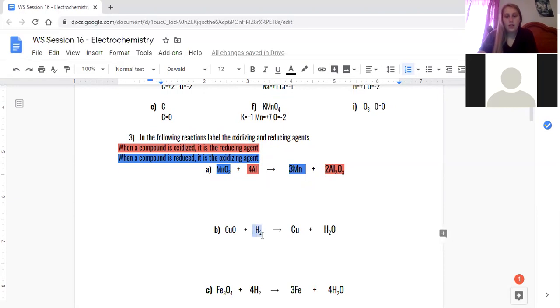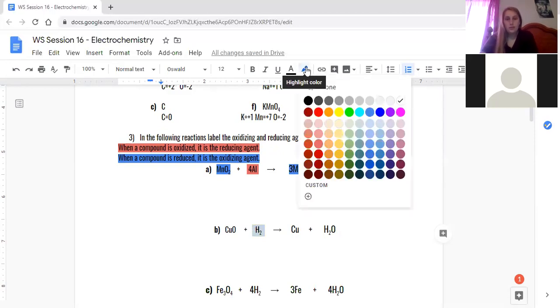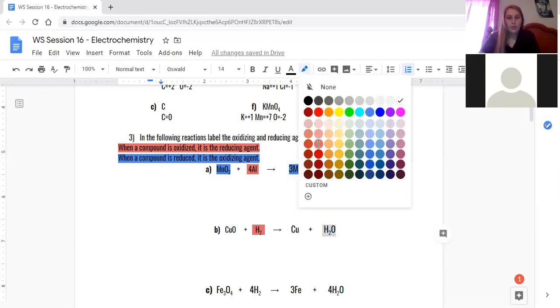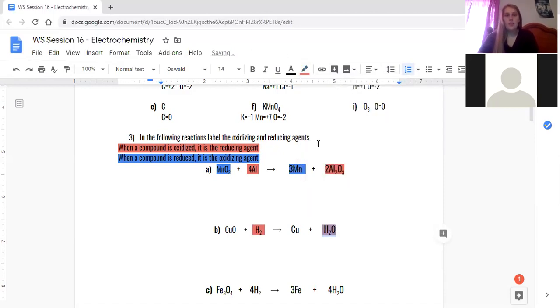No, because we are gaining charge. So it's not going to be reduced. It's going to be oxidized. But because it's oxidized, it's going to be the reducing agent. Does that make sense, or do you have a question with that? All this is a little bit confusing because everything's kind of backwards of what you would expect.